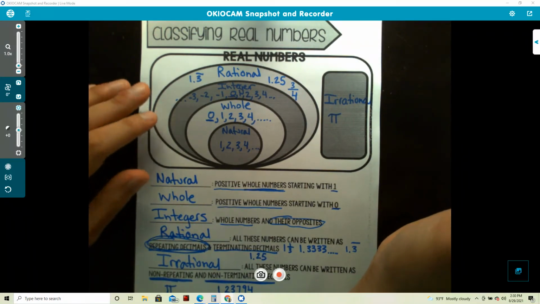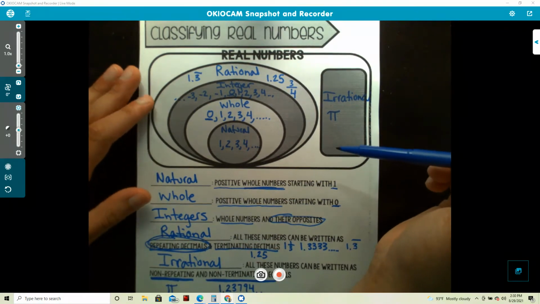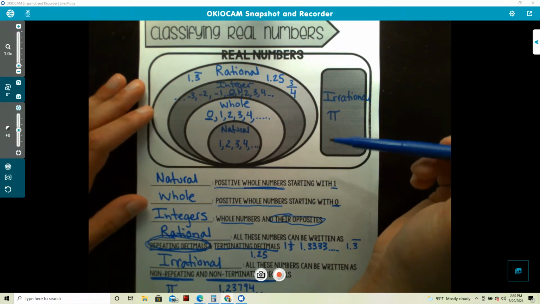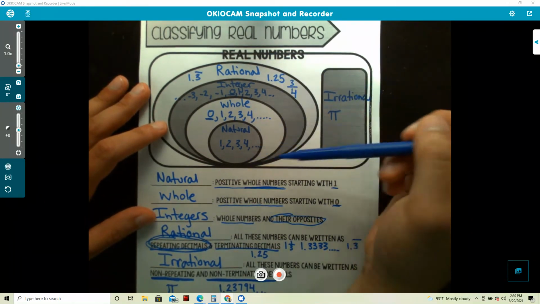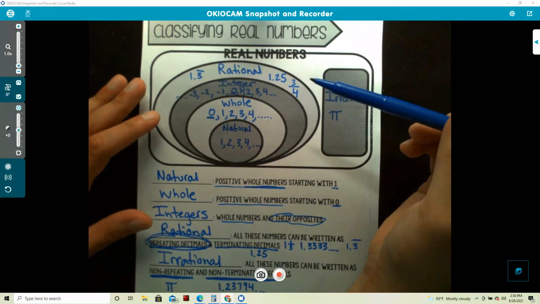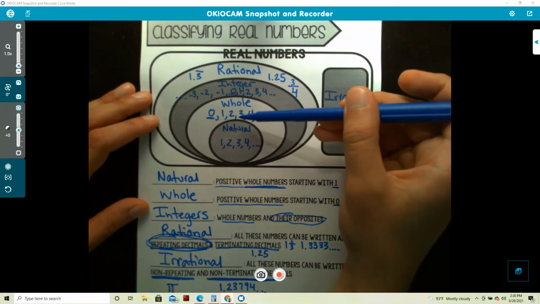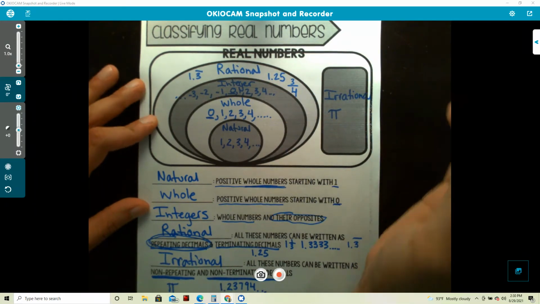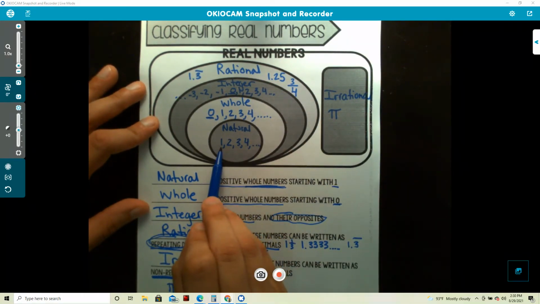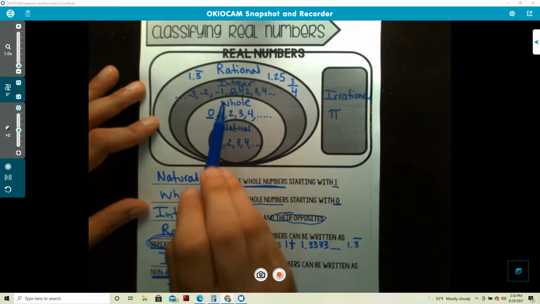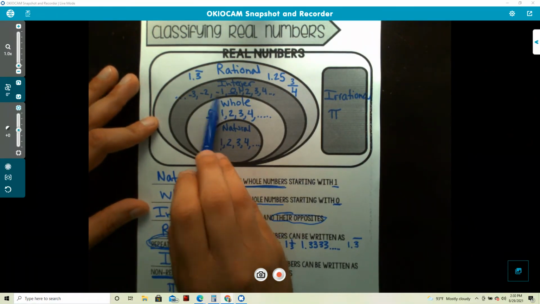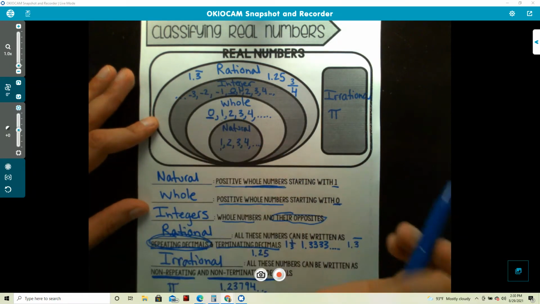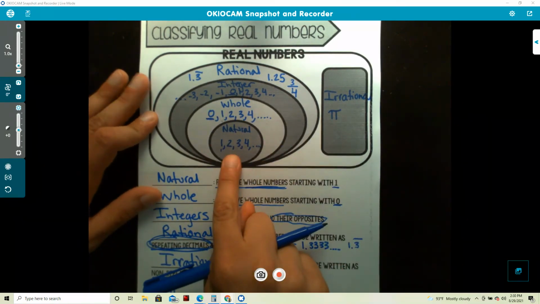All right, before I move on to the next page, one thing I do want to point out is not only do you have to know where numbers are categorized, but you have to know how each one of these types of numbers relate to each other. So, for example, we can look at the number one. The number one is a natural number, but it's also a whole number and it's also an integer, meaning that it's also rational. So, you always start from the bottom of the bubble.